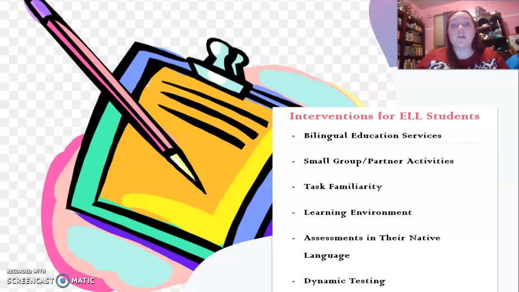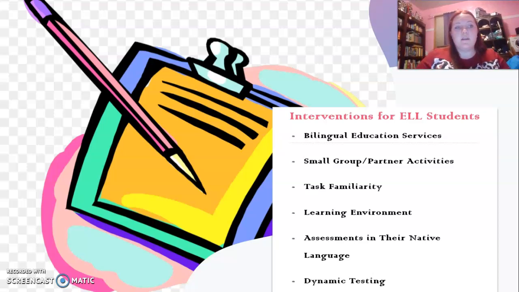Using interpreters is another intervention. The interpreter could explain the instructions to the learner and interpret what the teacher is saying in class. And so I think that could really help them so they can keep on track of what's going on. This is great for all students.